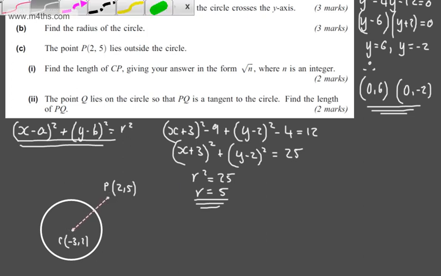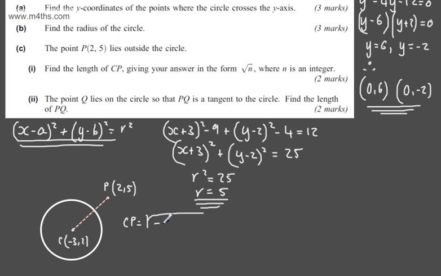So what we can say then is CP will be equal to the square root of (-3 minus 2), which we need to square, plus the (2 minus 5), and we need to square that. So this is going to give me minus 5 squared, which is 25, and minus 3 squared, so that will be plus 9. So we can say now that this is the root of 34, therefore n is 34.